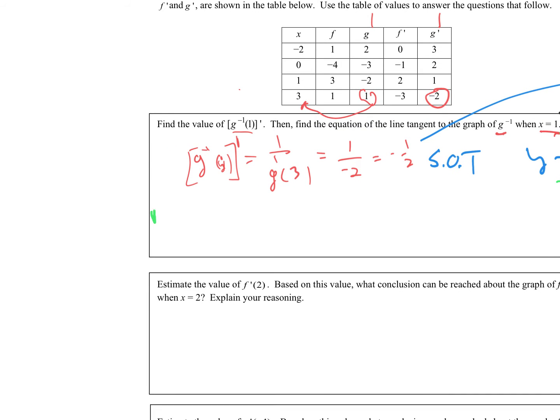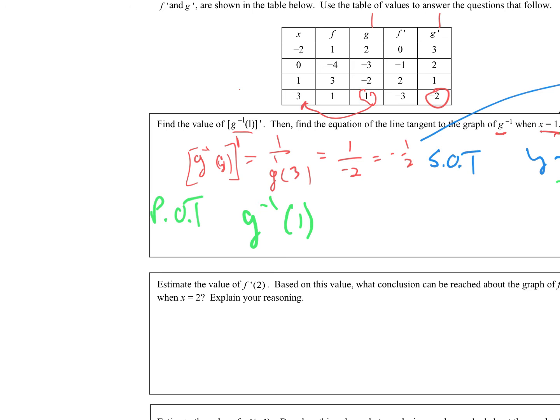So the point of tangency will come from where? The table. Probably. But what would it be? What would y1 be? How would I use a table? It'd be the y of the original function. Would it be negative 2? I don't know. I think it has to be g inverse of 1. Yeah. That's what I think it has to be.